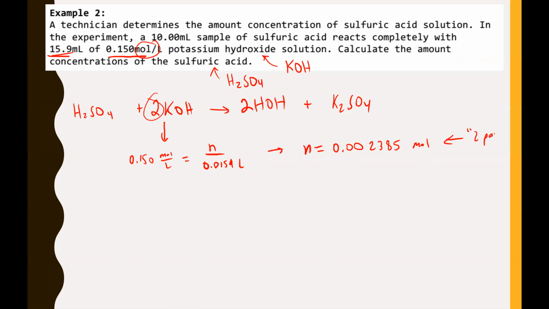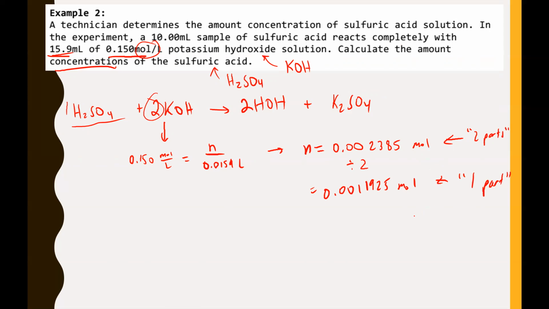Okay? Always think of your moles in terms of parts. It doesn't work with grams. It doesn't work with liters. It only works with moles. So that's 2 parts. We're looking, however, for the concentration of sulfuric acid. That's moles per liter of sulfuric acid. So we're going to need the number of moles of this. Notice this is just technically 1 part. So we need to divide this by 2 to get 0.00111925 moles, and that is 1 part.